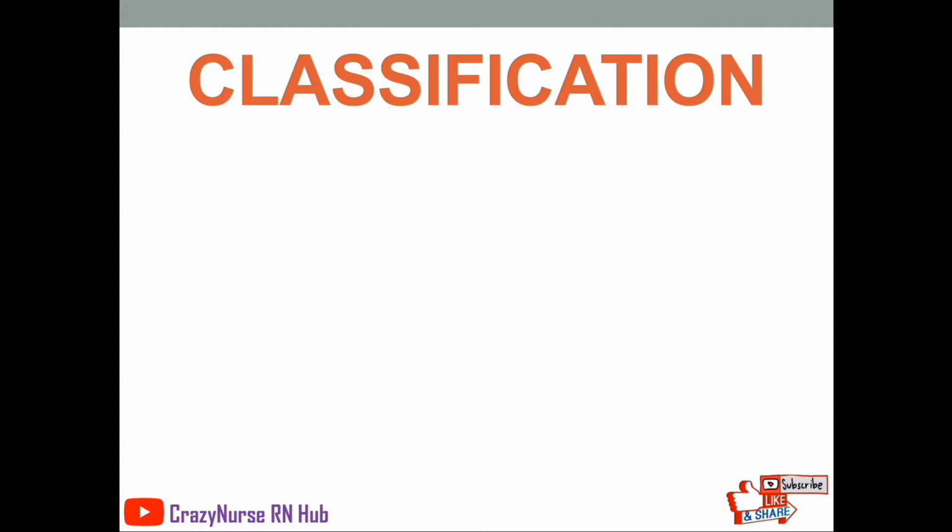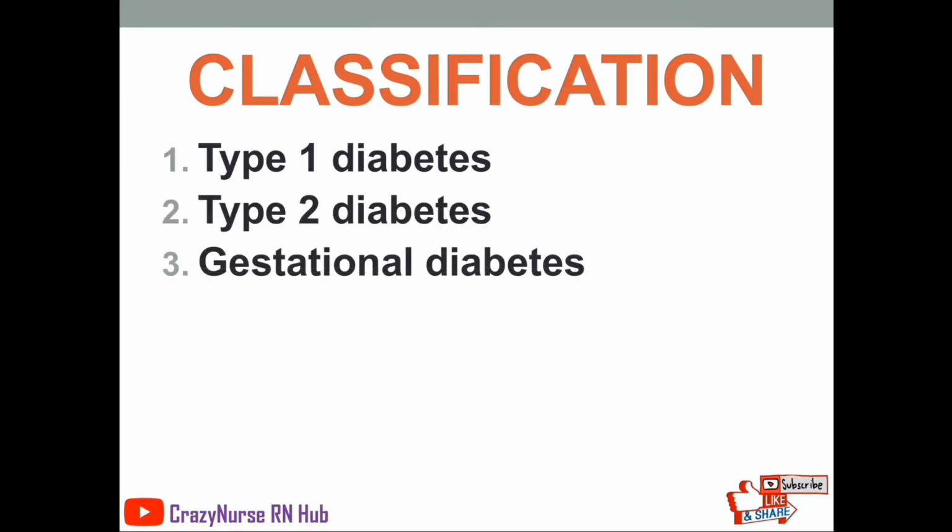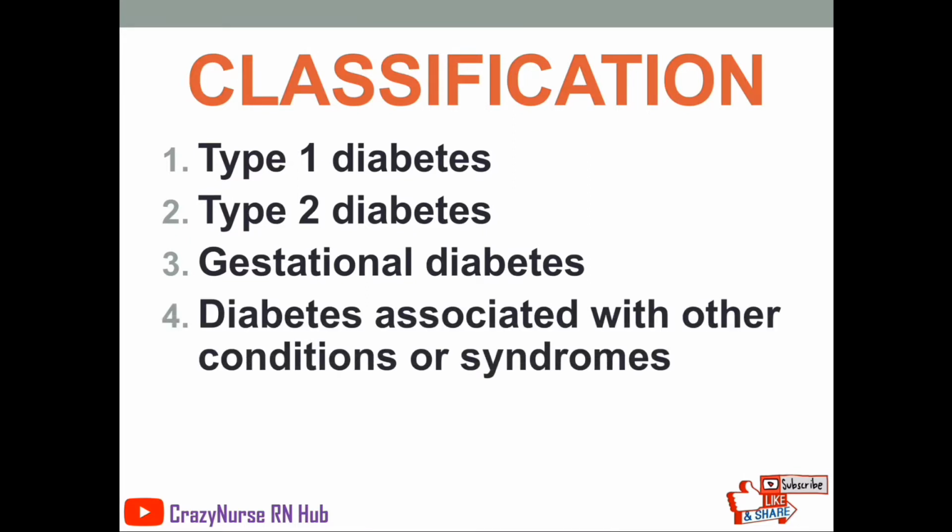Now let's have the different classifications of diabetes. First, we have type 1 diabetes, then type 2 diabetes. We also have gestational diabetes and diabetes associated with other conditions or syndromes. Lastly, we have pre-diabetes.